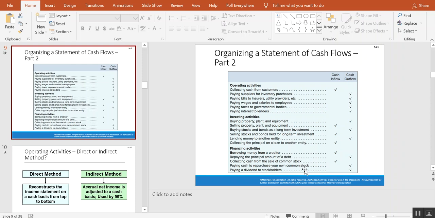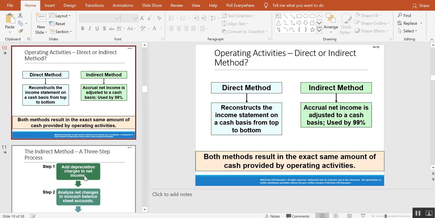There are two ways to prepare the statement, and one is a direct method, and that's going to be a little more complex because you're reconstructing the income statement on a cash basis from top to bottom. What we're going to do here is the indirect method, and it's a very straightforward approach because we're not going to change the net income, but we're going to start with net income and then adjust it for cash changes in the assets, liabilities, and other accounts that will impact cash balance.